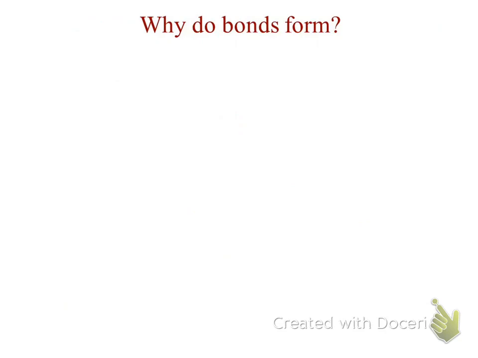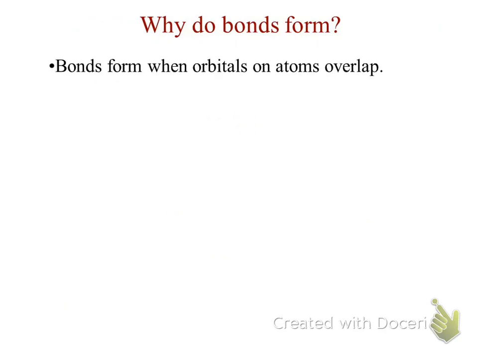First thing that we look at here is what exactly is a bond. A bond is going to form when we have orbitals that overlap. If you do not remember the information about orbitals, go back, take a little time and review that video so that you don't have any gaps in the information.